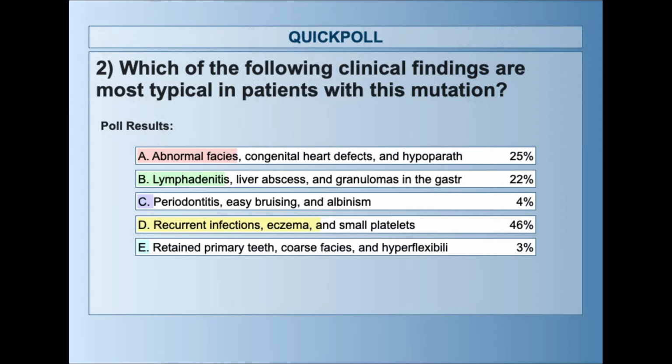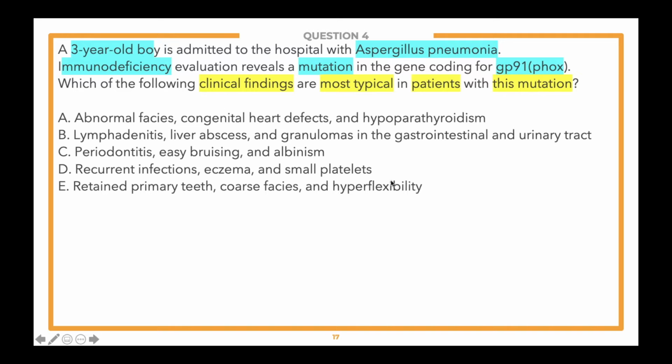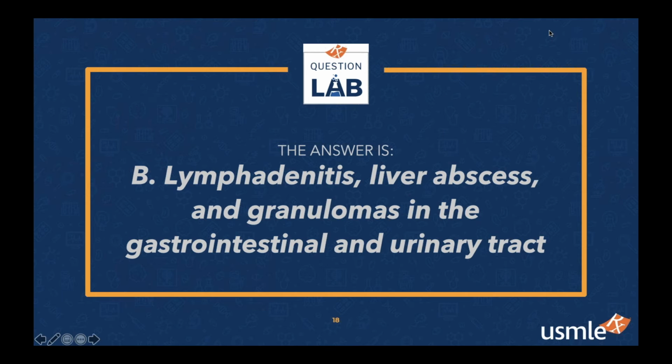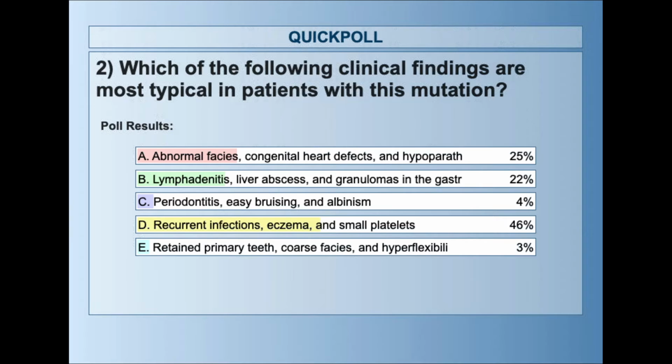46% of you selected answer choice D, which is recurrent infections, eczema, and small platelets. And A was in second place. So let's take a look and see what the correct answer is. And the correct answer is B, lymphadenitis, liver abscess, and granulomas in the gastrointestinal and urinary tract. And 22% of you got it right. So definitely a tough question. Let me hand it off to Boris.